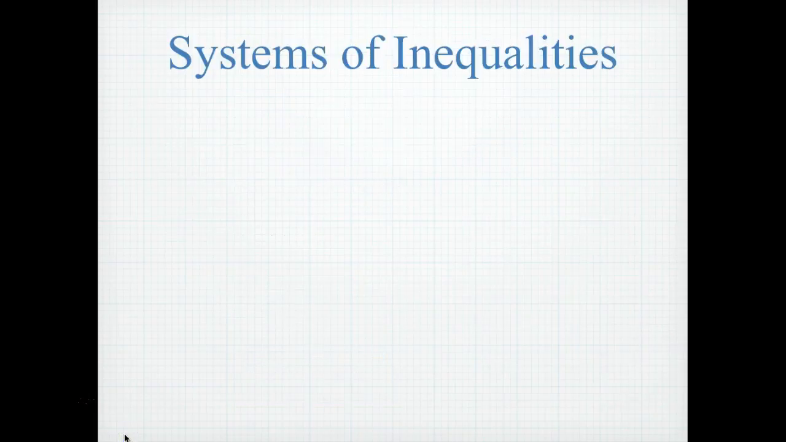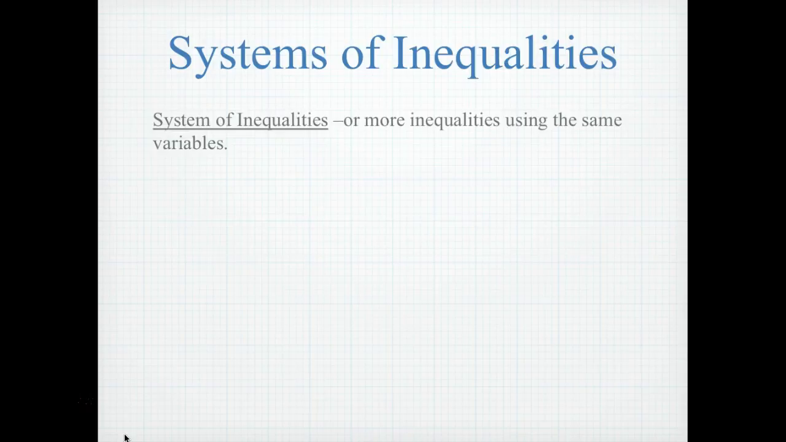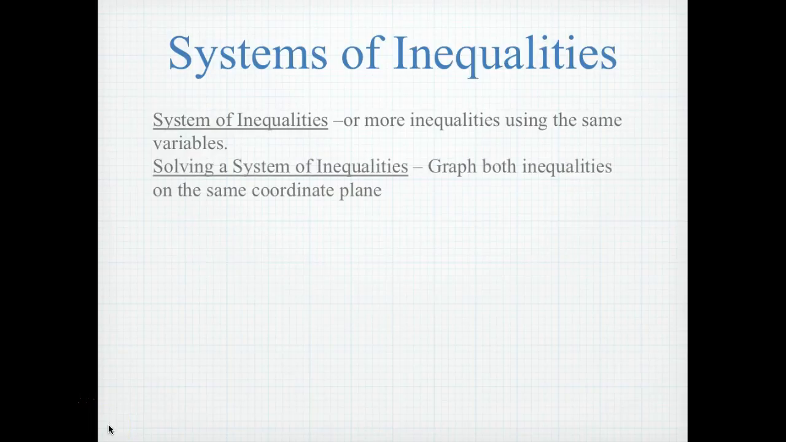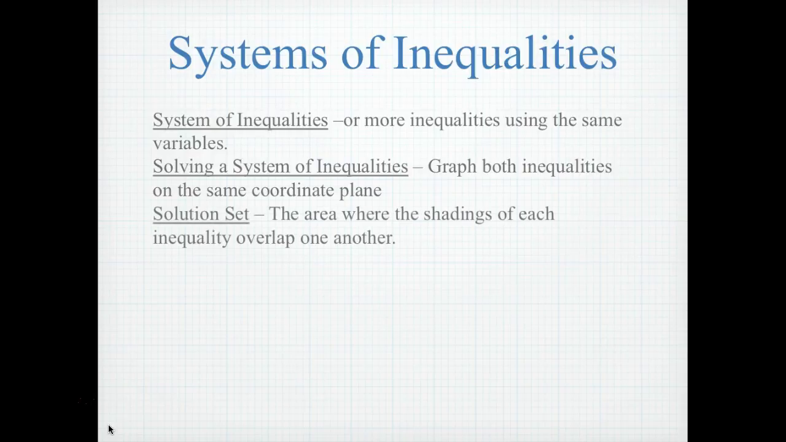In our last slide, we're going to study systems of inequalities. A system of inequalities is one or more inequalities using the same variables. Solving a system of inequalities requires us to graph both inequalities, or all three if we have more than two, on the same coordinate plane, and we analyze the result. The solution set of the system is the area with the overlapping shaded region.